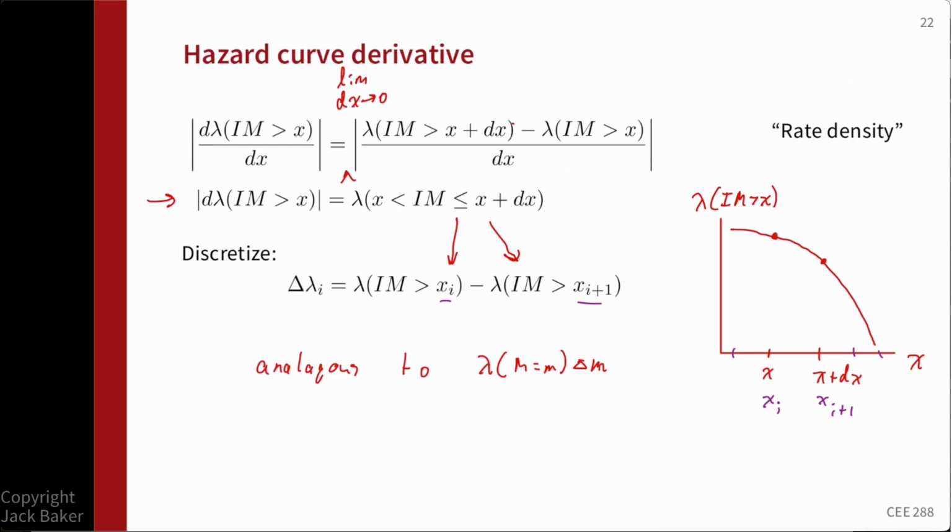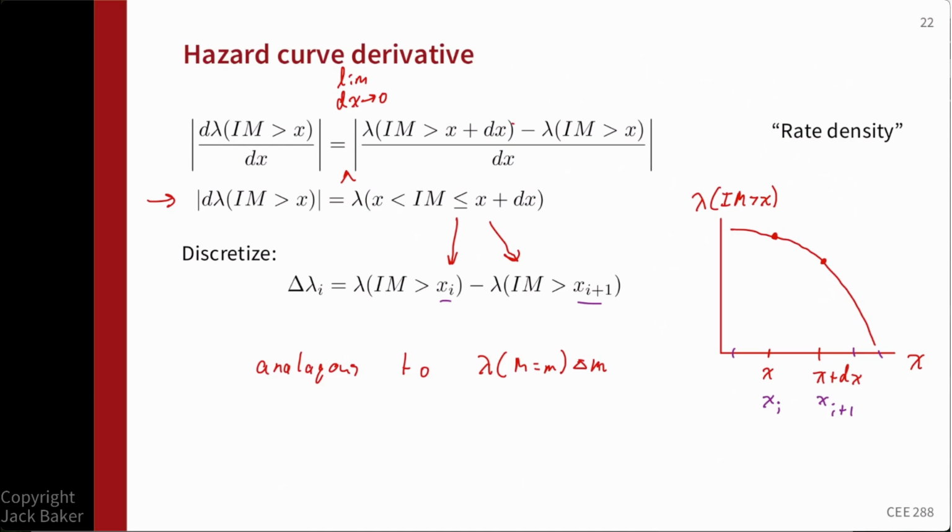And we can note that the difference in the numerator is just the rate of seeing IM values between X and X plus dx. And because we're going to use this derivative in numerical integration, we're often just discretizing this anyways. So we could just write that this right-hand side is the difference between these two exceedance rates. And I flipped the order of the exceedance rate. So now it's IM greater than XI minus IM greater than XI plus 1, which is the X plus dx. Then we don't need an absolute value because that'll be a positive.